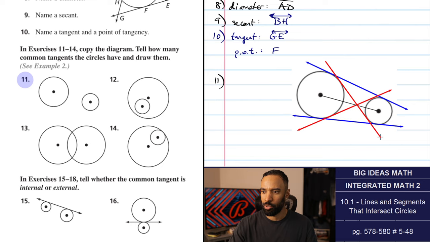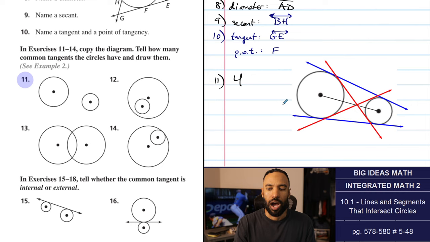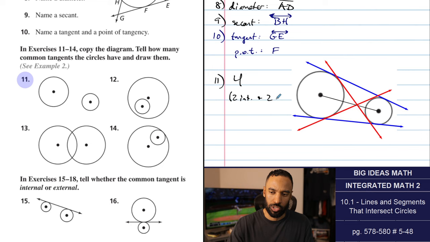Boom, like that. It should probably have arrows on them. But that's another one like that. So there are four of them. There are two internal and two external.